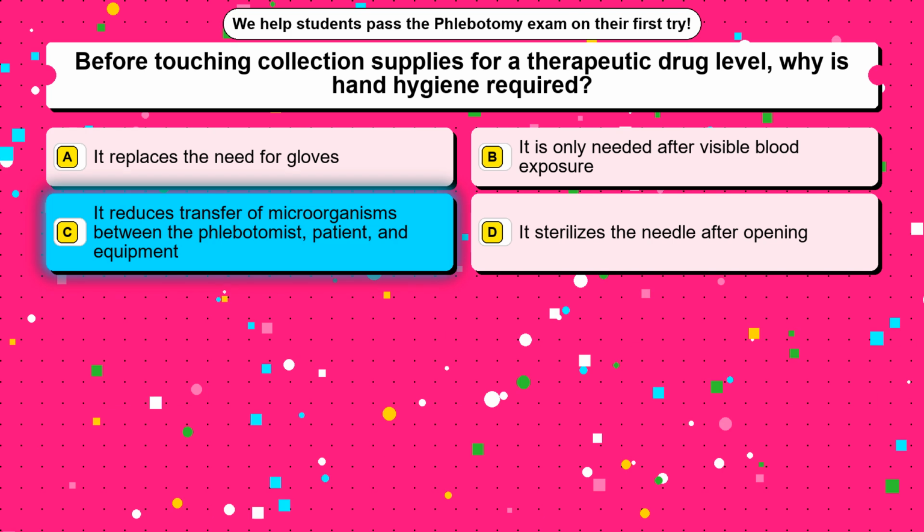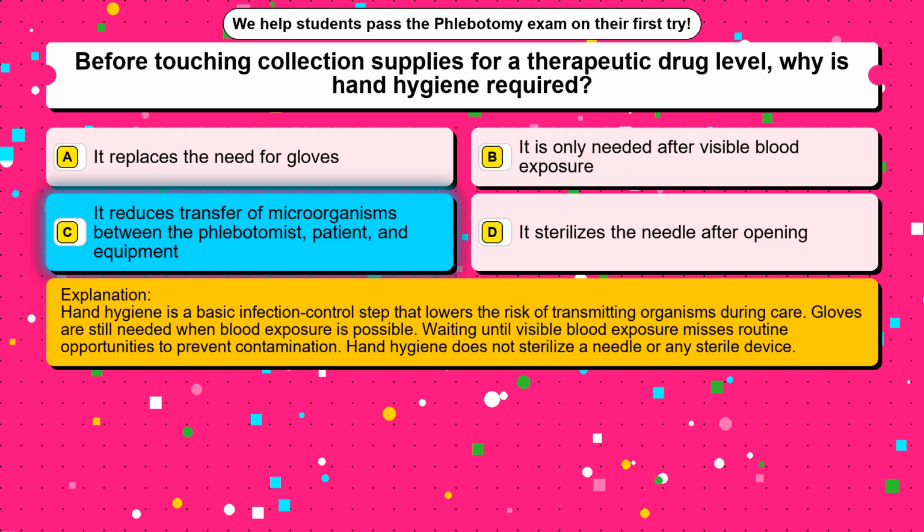The correct answer is option C. It reduces transfer of microorganisms between the phlebotomist, patient, and equipment. Hand hygiene is a basic infection control step that lowers the risk of transmitting organisms during care. Gloves are still needed when blood exposure is possible. Waiting until visible blood exposure misses routine opportunities to prevent contamination. Hand hygiene does not sterilize a needle or any sterile device.